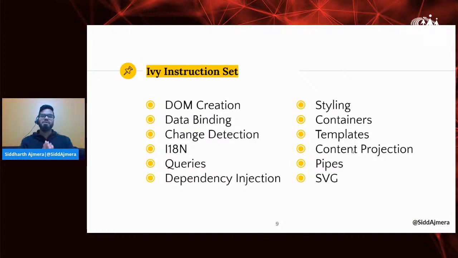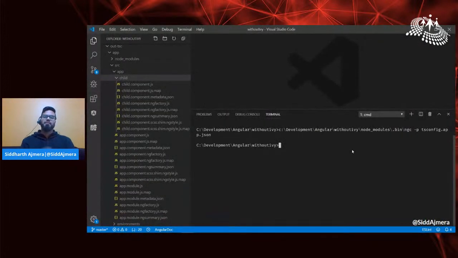And these are all these Ivy instructions that I was talking about. So every specific feature that we have in Angular, let's say if it is about SVGs or content projection or change detection or dependency injection, all these things are now represented by these smaller and granular pieces of functions that are called the Ivy instructions. Okay, this is one part.